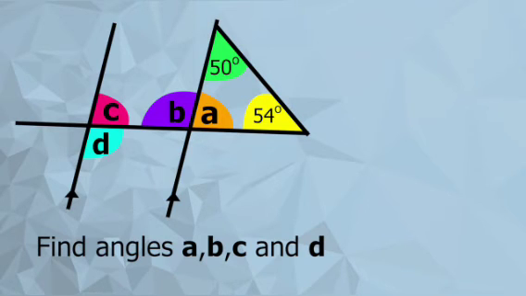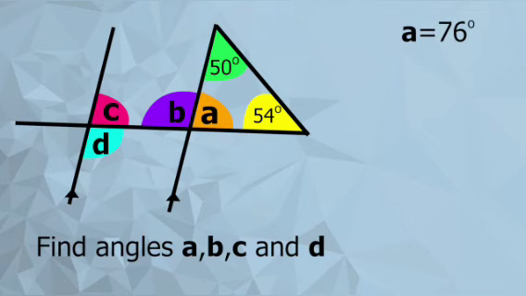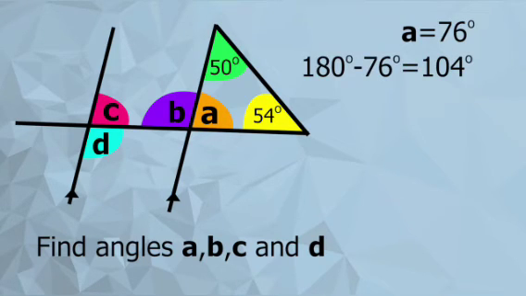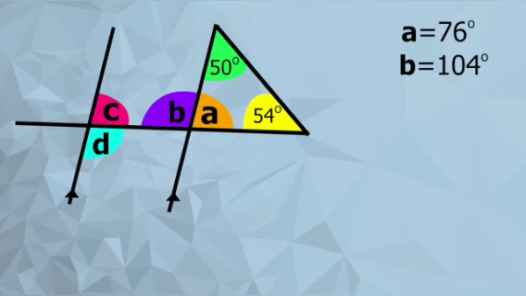To get angle A, take away the other two angles from 180 degrees. Therefore, angle A will be 180 minus 54 minus 50, and that's 76 degrees. So A is 76 degrees. Following up on that, I can see we have a straight line, and I know that those two angles must add up to 180 degrees. Therefore, 180 minus 76 degrees will be equal to 104 degrees.